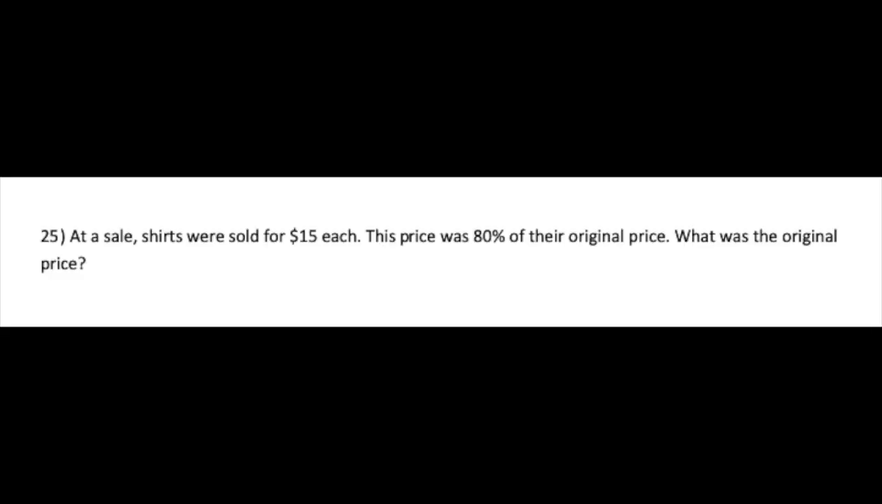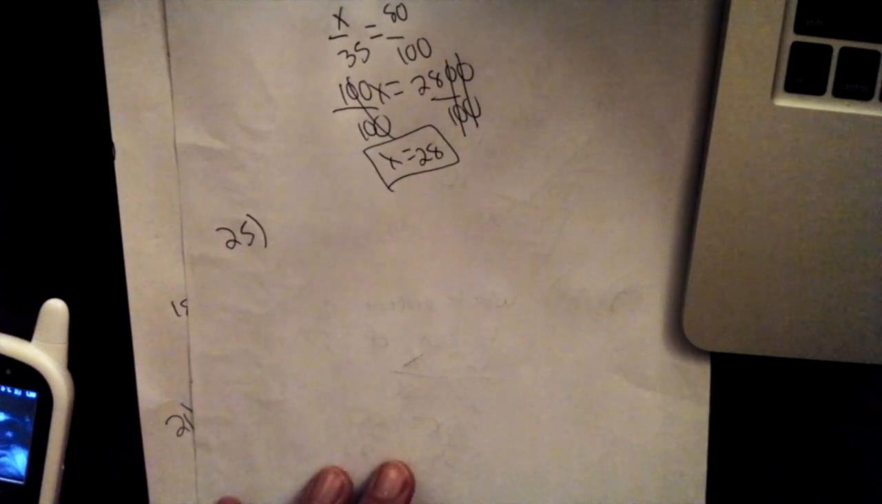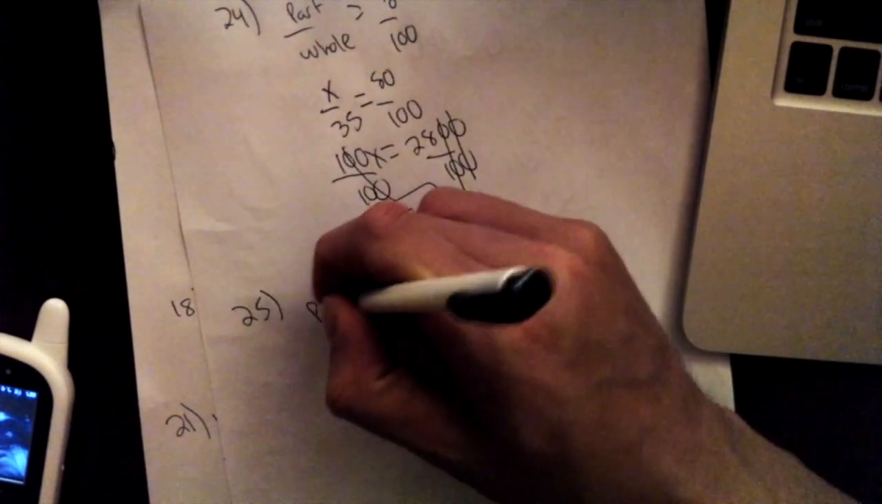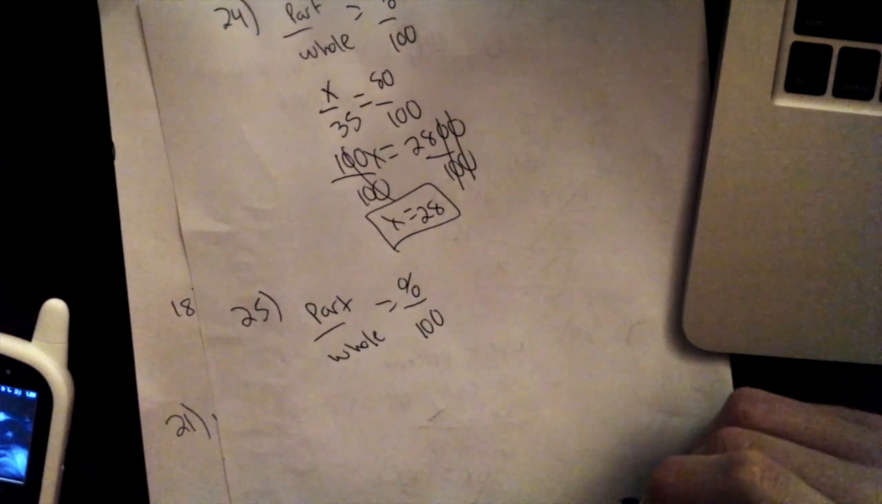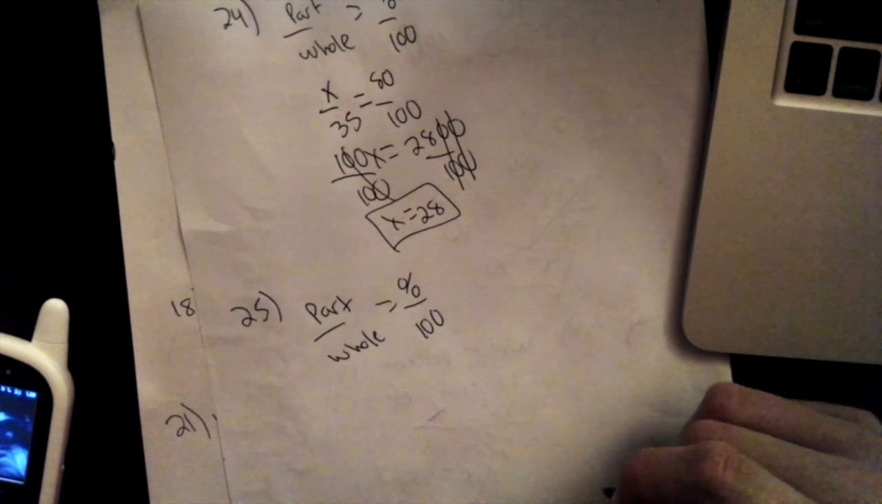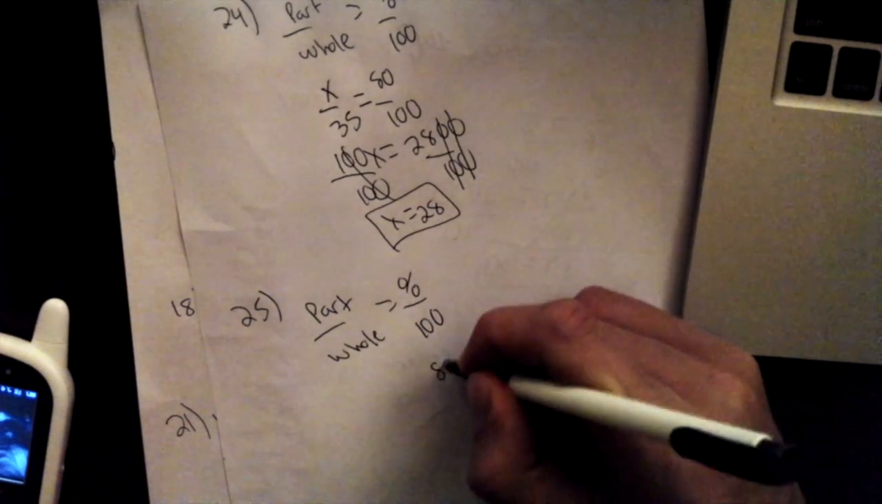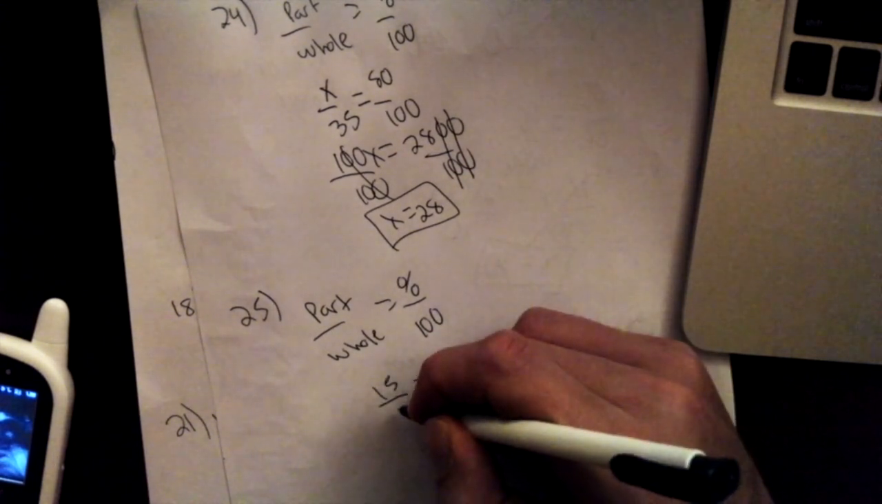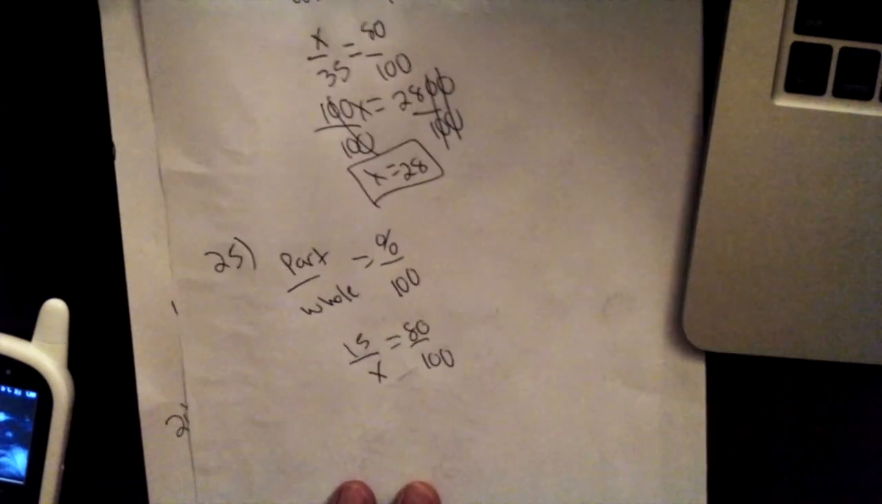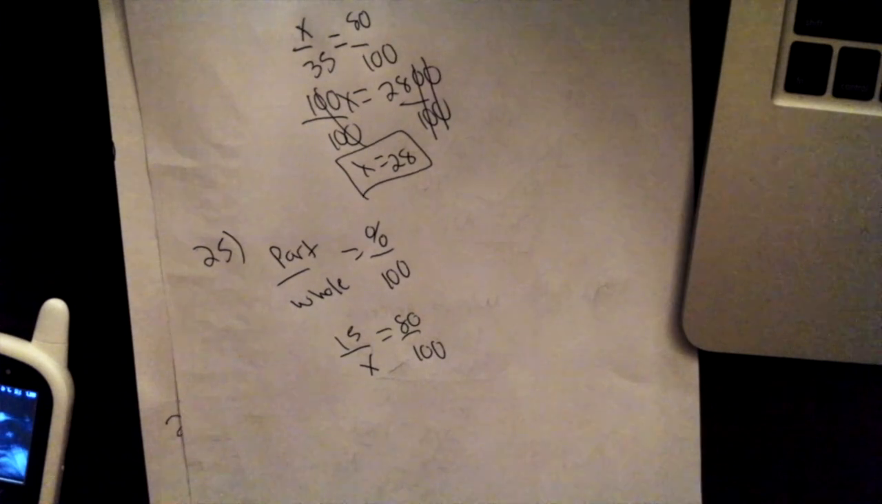Okay, number 25. At a sale, shirts were sold for $15 each. This price was 80% off their original price. What was the original price? So we're going to use our part over whole equals percent over 100 strategy again, like we used for the previous example. Okay, so let's fill in the blanks here. So we have our percent, which is 80% out of 100 again, and our part is 15. And we don't know what our whole is, because we don't know what the original amount is. Okay, now we've got it set up here, so we can go ahead and cross multiply.